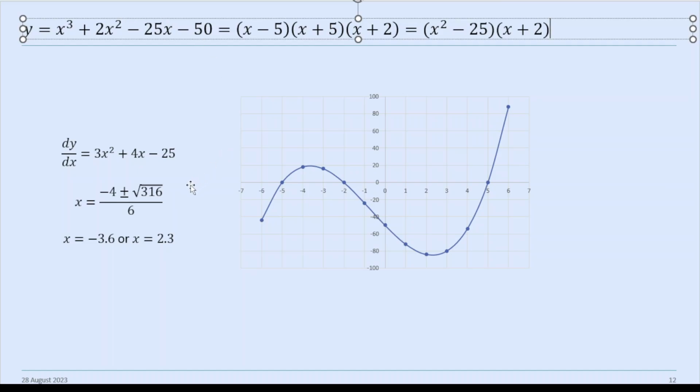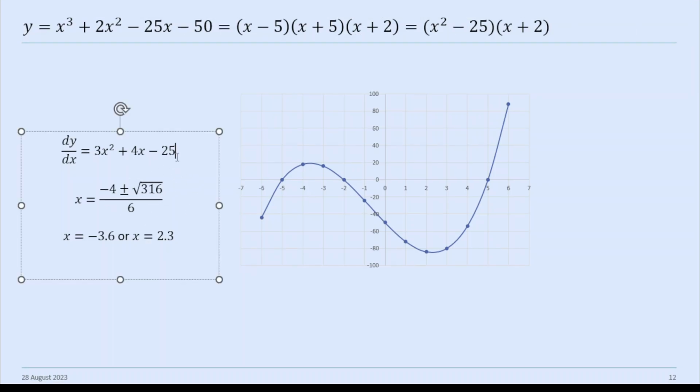And actually, we've done the exercise here just to work out dy by dx is 3x squared plus 4x minus 25. Solve this by the quadratic formula for when this equals 0. And you get minus 3.6 or 2.3, and there's minus 3.6, and there's the other one, 2.3. So those are the turning points. You don't really need the turning points. You can sketch it a bit more nicely with them, but once you've got the y-intercept and the infinite values and the roots, we can roughly know what shape it is.